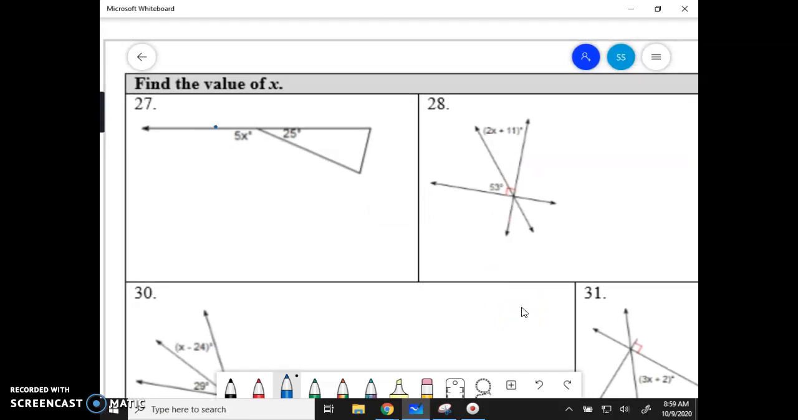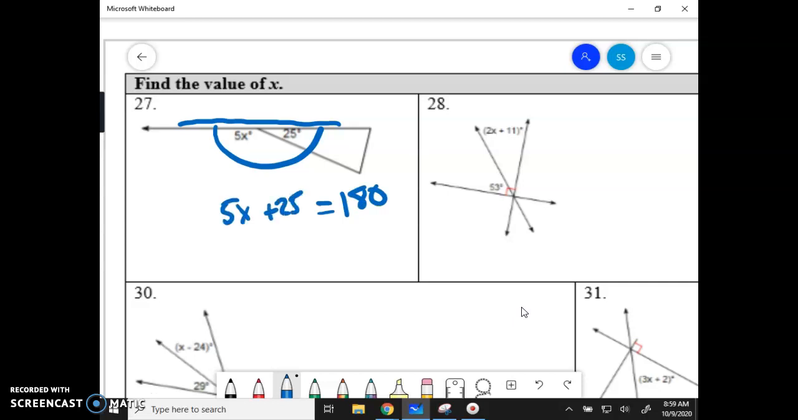So 27, we know that we have a straight line, right? So we know that this big angle across here would have to add up to 180. So all we have to do is say, well, 5x plus 25 is equal to 180, and then solve for x, right? Subtract 25 on both sides, get 155. Cancels out. We're left with 5x is equal to 155. Divide by 5 on both sides, and we get x is equal to 31. Okay.